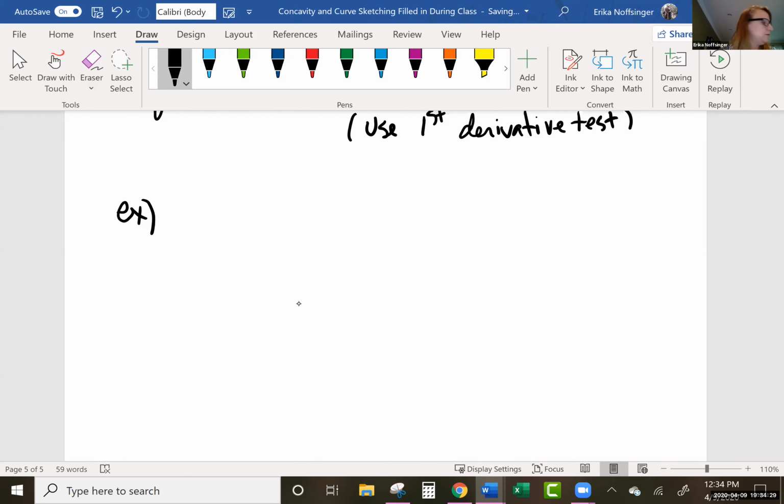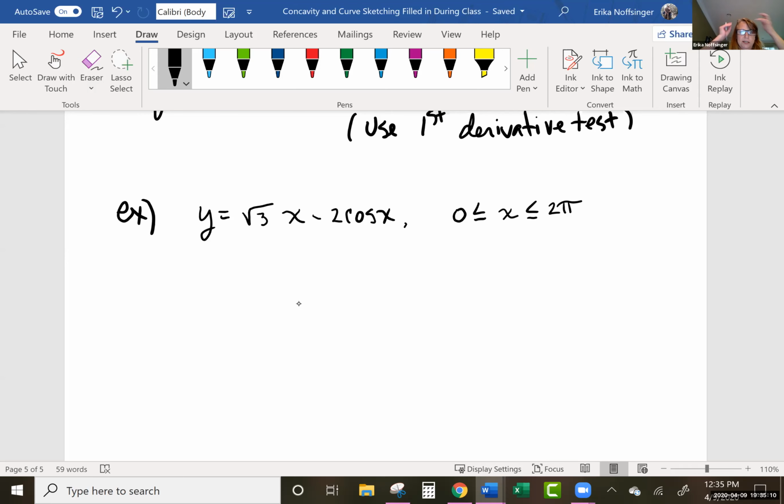Okay, what if we were given that y is equal to the square root of 3 times x minus 2 cosine of x, and you have 0 is less than or equal to x is less than or equal to 2 pi. Okay, so again, direction says identify the coordinates of any local and absolute extreme points and inflection points. Graph the function.